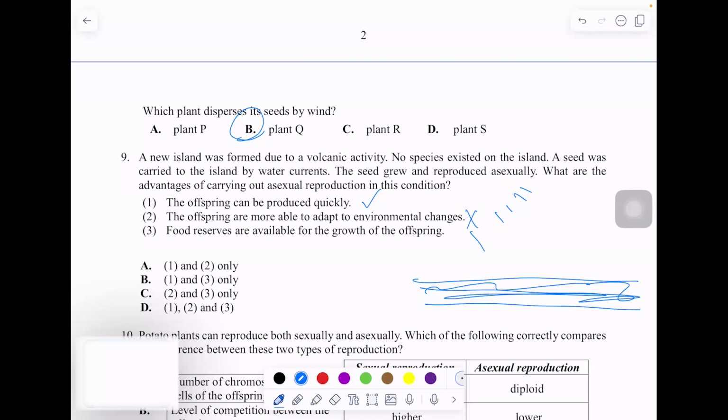And lastly, the food reserve is available for the growth of the offspring because it is also part of the vegetative part of the parent plant. So there will be some food reserve stored, and this can help them carry out asexual reproduction easily, which is one of the advantages for the growth of the offspring. So therefore, the answer would be B, which is 1 and 3.